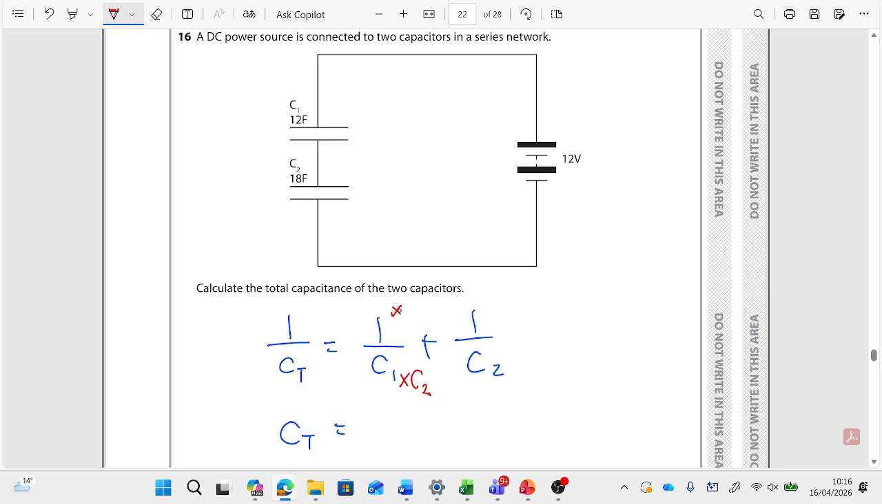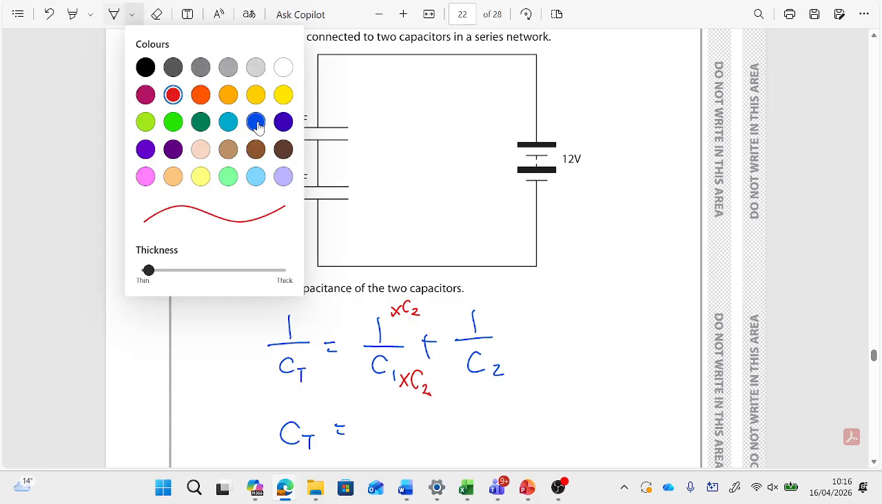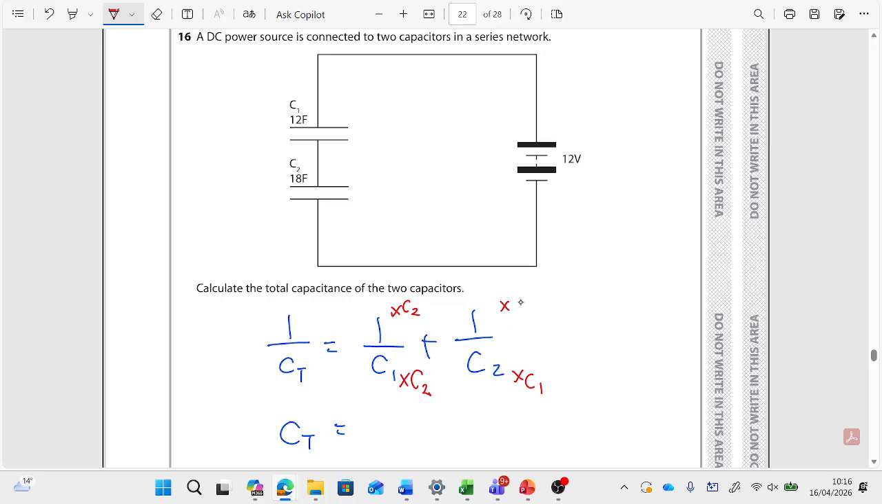I must times the numerator by C2 as well to make it equivalent. On the other hand, I also have to times by C1, so I must times the top by C1 as well. So what you will get is C1 C2 on the bottom, and then the top will be C1 plus C2. So to find CT, you take the reciprocal of itself.